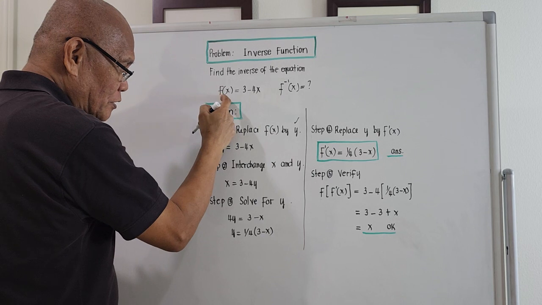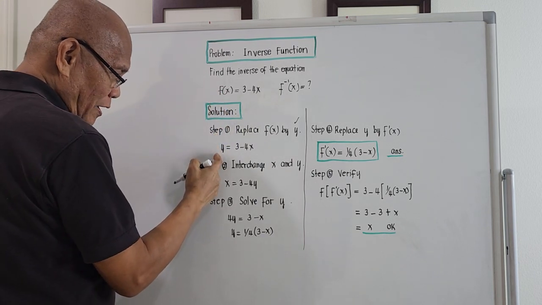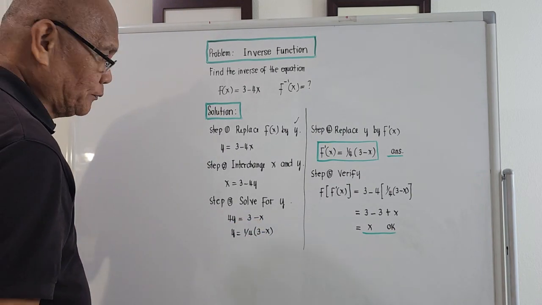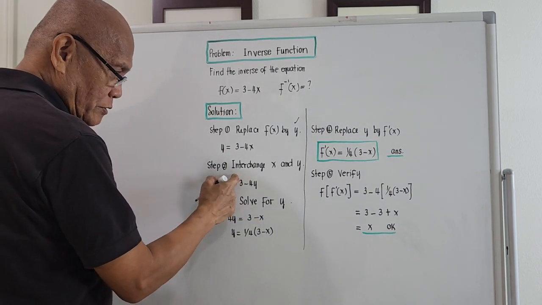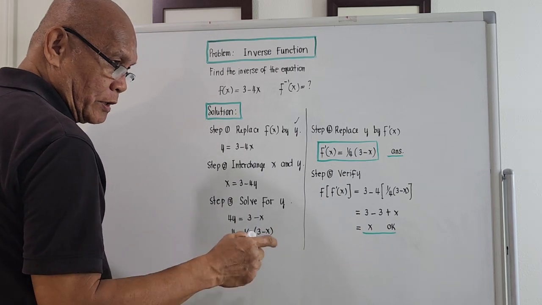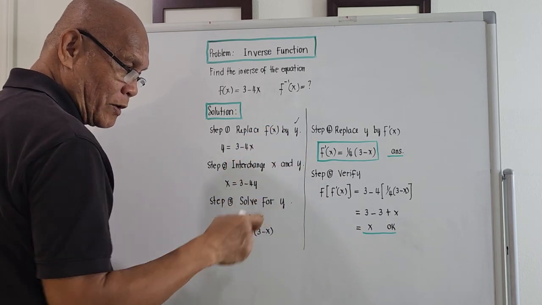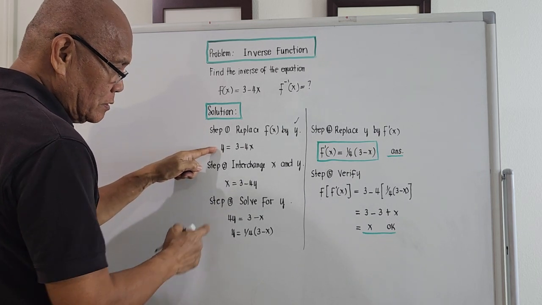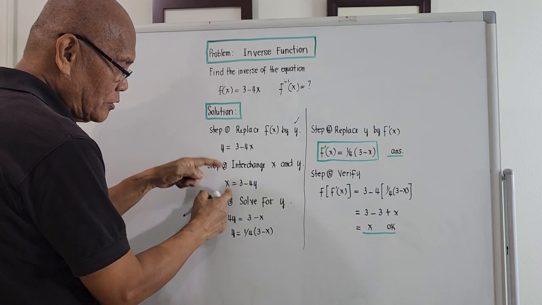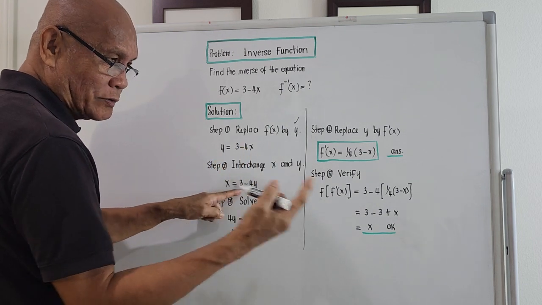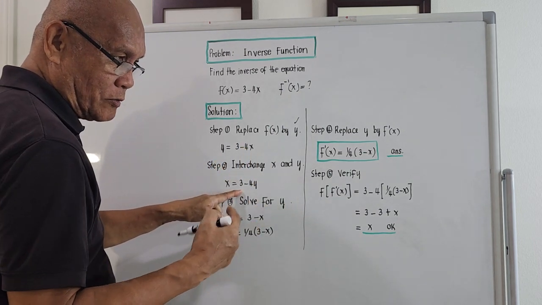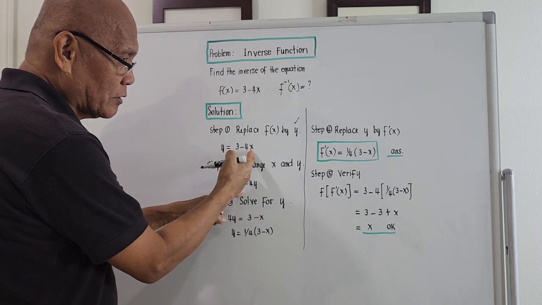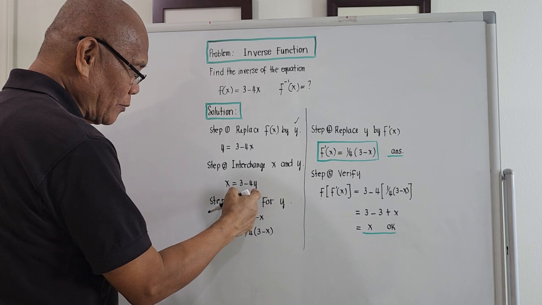From here, we replace this by y. So y will now be equal to 3 minus 4x. Step number 2: interchange x and y. Meaning for x, replace it by y, and for y, replace it by x. This is y, we replace it by x, and this should be equal to 3. 3, we don't touch it, there is no variable connected with it. Minus 4, and this x here, we must replace it by y. So this should now be equal to y.